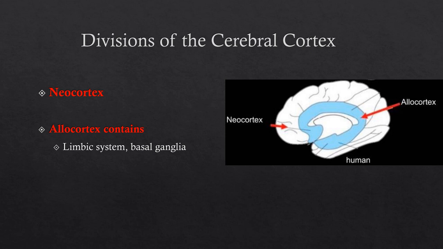A couple of other divisions of the cerebral cortex are much easier to follow than any of those ones: neocortex and allocortex. All of this white region here is considered neocortex, and this blue region is considered allocortex. The distinction between these two types of cortex is their evolutionary history. Neocortex means new cortex. It's named as such because it is evolutionarily newer, whereas the allocortex is evolutionarily older.